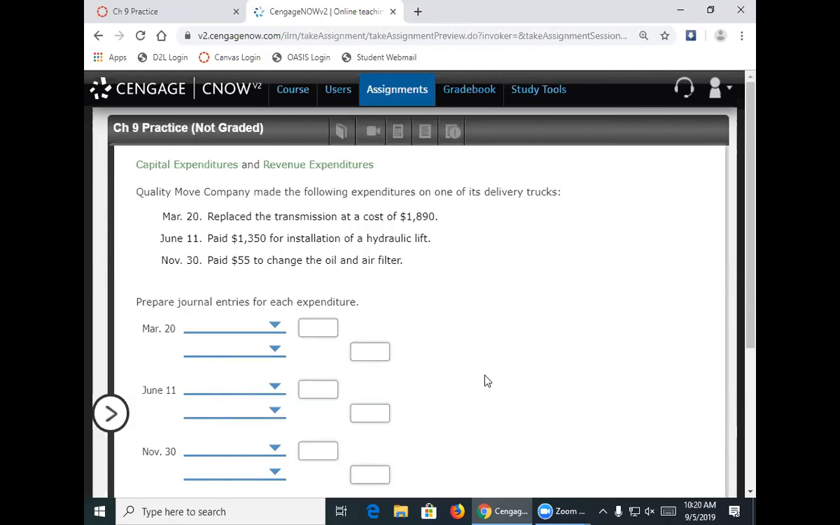It's required. So those are just what we call revenue expenditures, and we just expense them out. Okay? So that's an expense. A maintenance expense.